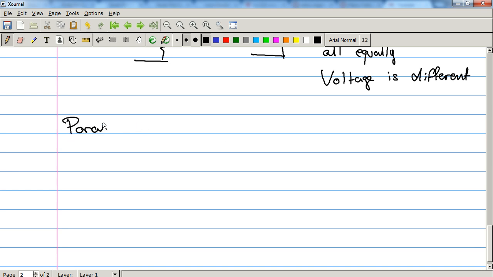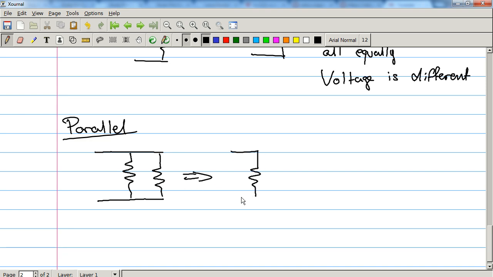Then there's the parallel configuration, which I got a little ahead of myself earlier. In a parallel configuration, all of the resistors are connected to the same wire, and I drew that a little too long. And again, this can be reduced down to one resistor, like so. So you've got R1, and then you've got R2, and then you've got RT. And RT, you can do this two ways.